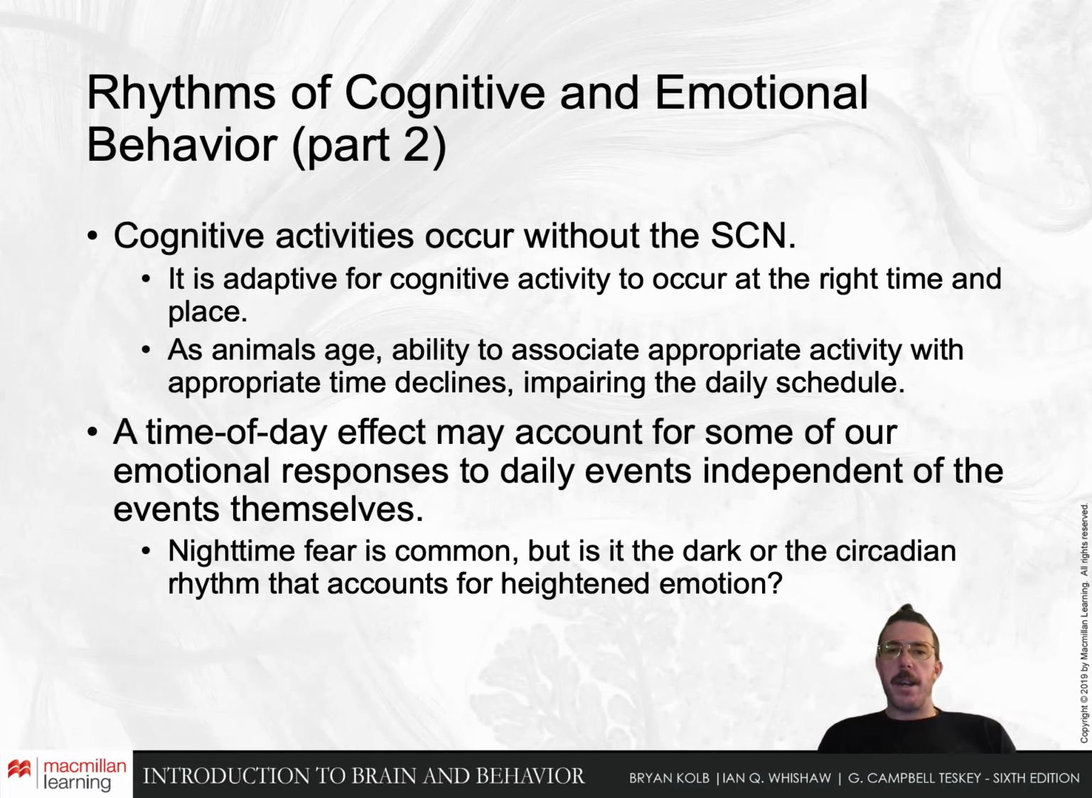But as we get older, we end up with a poor ability to actively make our activities happen at the right times, and this impairs our daily schedule. And some things about our circadian rhythms could affect our emotional activity. For instance, our emotional responsiveness might change throughout the circadian rhythm as well. And this explains, for instance, why people might get scared at night. It might not just be from the darkness, but from their emotional rhythms going through a peak in susceptibility to fear at that time.